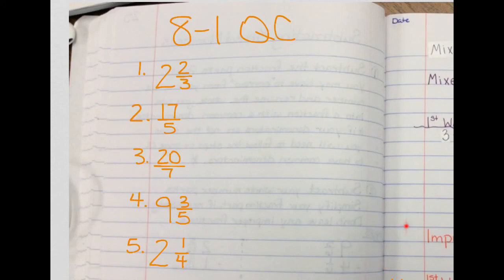Okay, so start with your steps over here and convert mixed numbers to improper and improper to mixed.